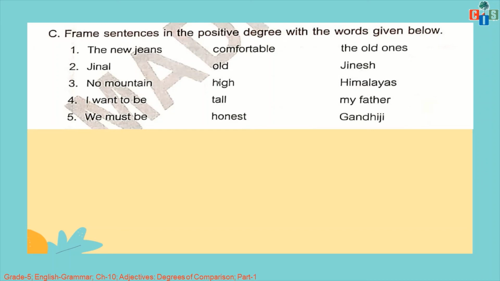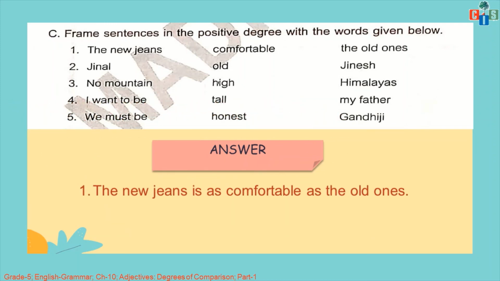I am going to make sentence for 1 or 2 words, and for the rest of the words you have to do by yourself. So we will do for comfortable. The new jeans is as comfortable as the old ones. So what I did, I added as before comfortable and I added as again after comfortable. So as comfortable as phrase, it means this sentence is in positive degree form. Okay, then second one, the mountain is as high as the Himalayas. The mountain is as high as the Himalayas.